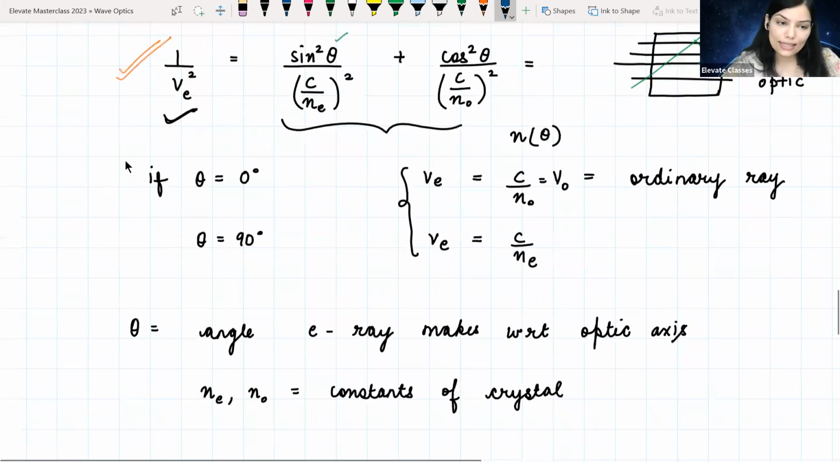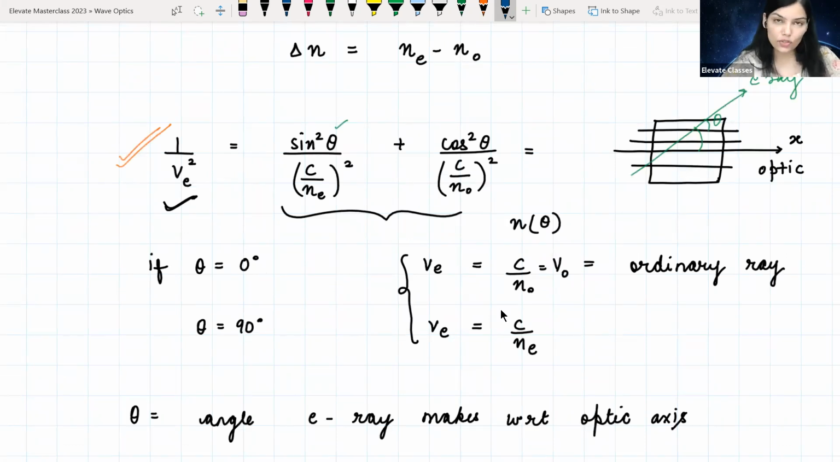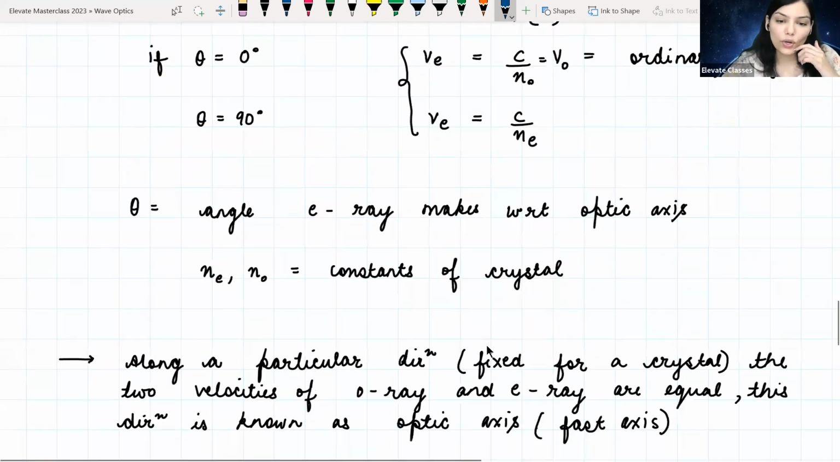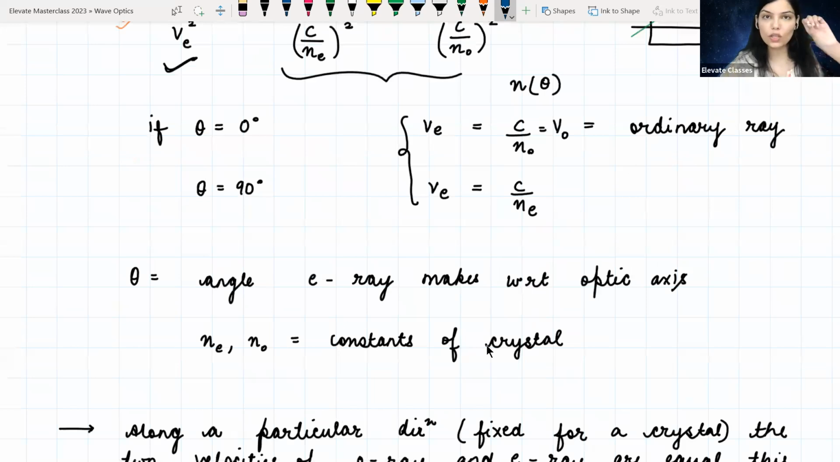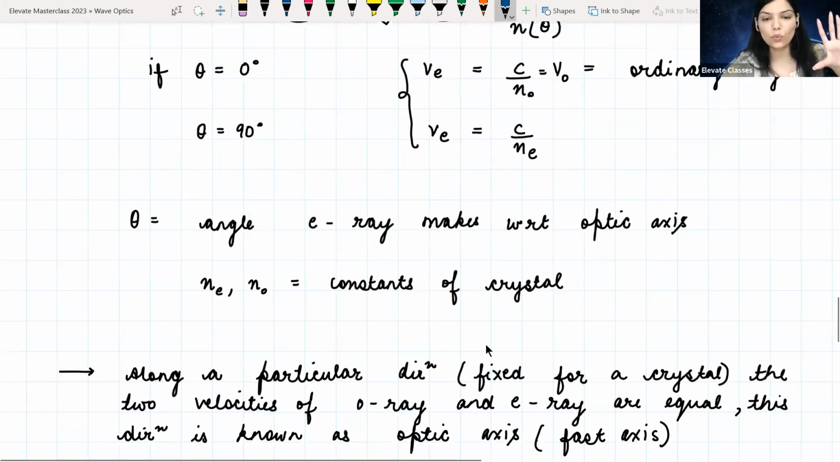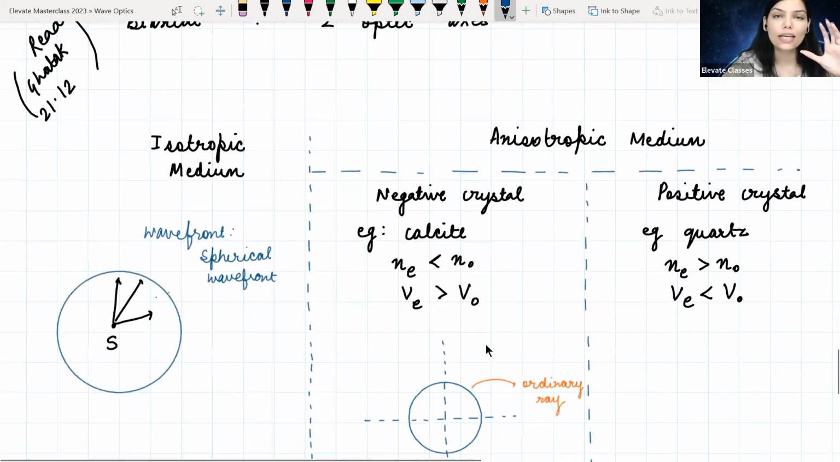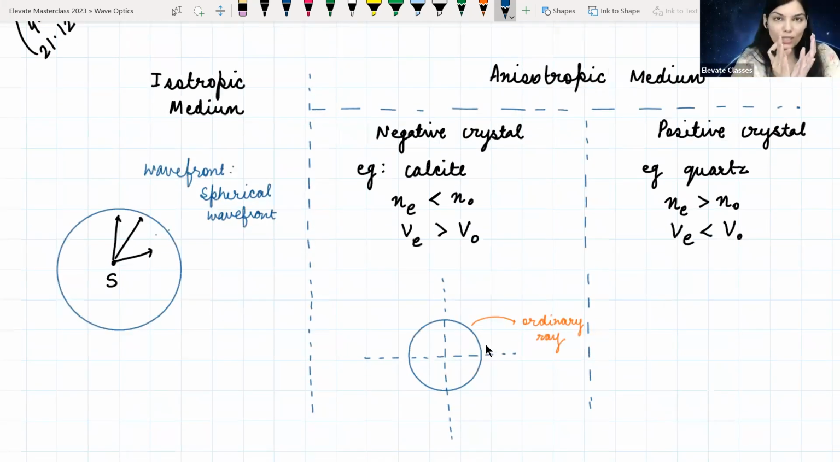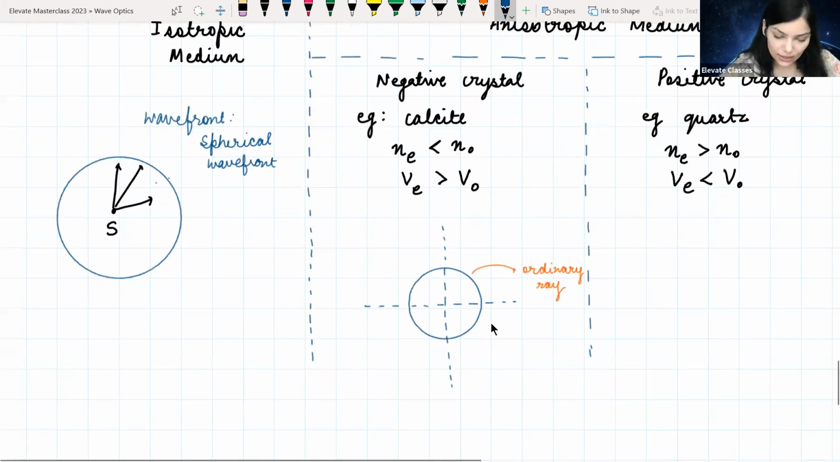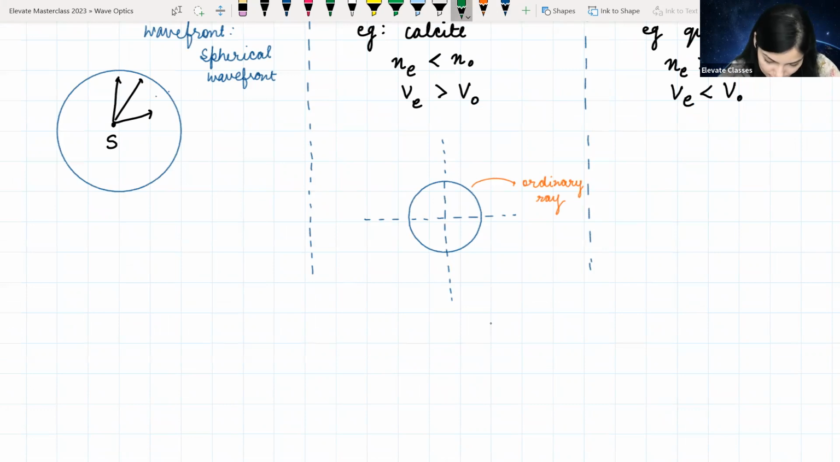But now I also know that the velocity of my extraordinary ray is going to follow this relationship, that 1 by VE square is equal to sine square theta plus all these terms, right? So if I want to look at how this is going to expand in 3D, in 2D it will look like an ellipse to me, because depending on theta, the values are going to be different at different places. But in 3D, it's going to form some kind of an ellipsoid, okay? So in 2D, then I can draw it like this.